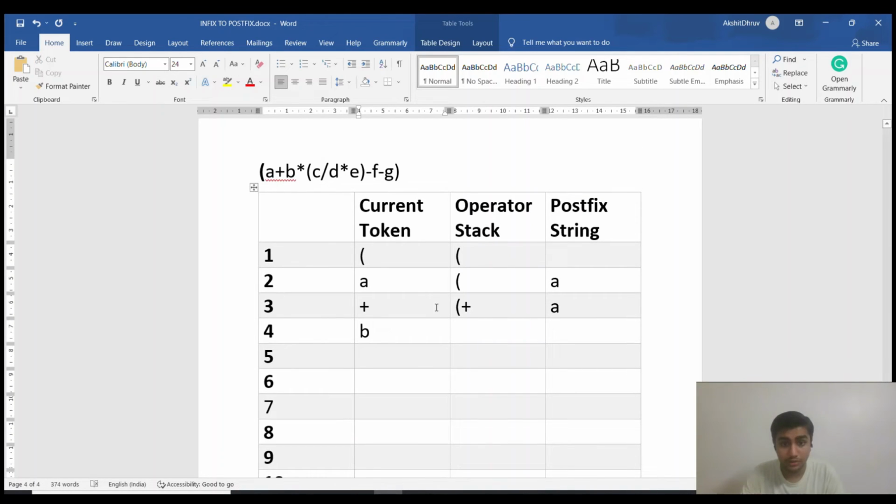Now B comes. It is the operand, so we will just paste it to the output. As there is no change, we will just copy from the previous step. After that, there is a multiplication. Its precedence is higher than the plus. So yes, it can be pushed over here, because higher precedence can stand ahead of lower precedence.